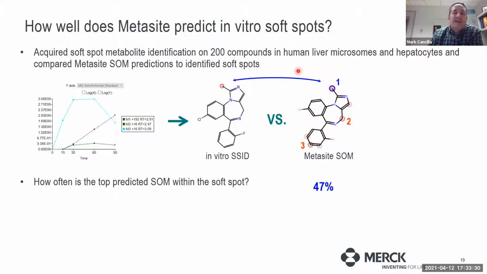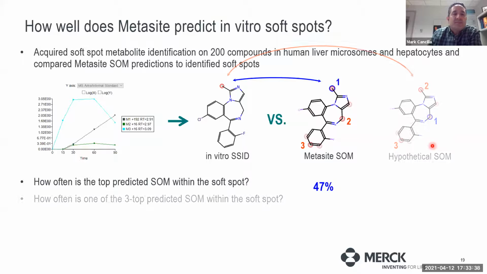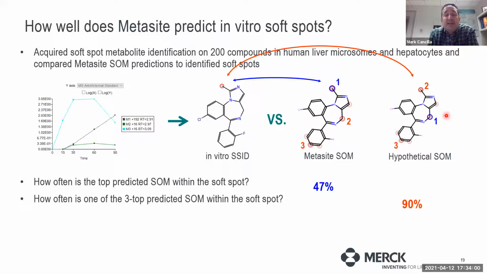That was a little disheartening, but it's actually in line with most of the literature on MassMetaSite. So you might be asking, why am I talking about this? Well, what about the top 3 sites? Because you notice they are ranked in terms of probability. How often are the top 3 predicted sites of metabolism the actual soft spot? So what we did here, we just changed the numbers. This is just hypothetical, these aren't the real calculations. You can see I just flipped 1 and 2. And in that case, it's actually pretty good. It's 90%. So 90% of the time, the top 3 predicted sites of metabolism are actually the top.